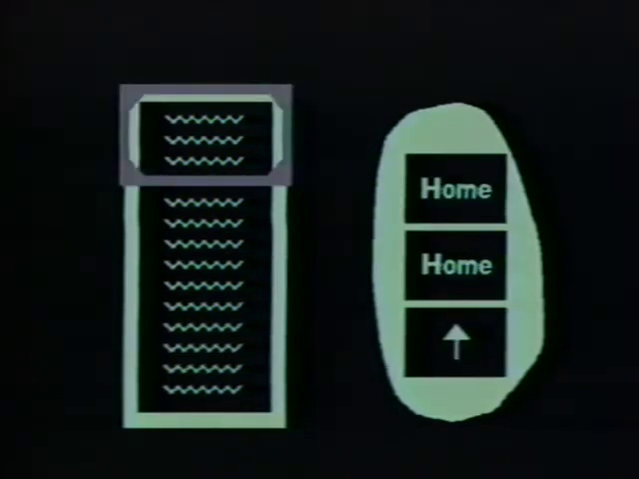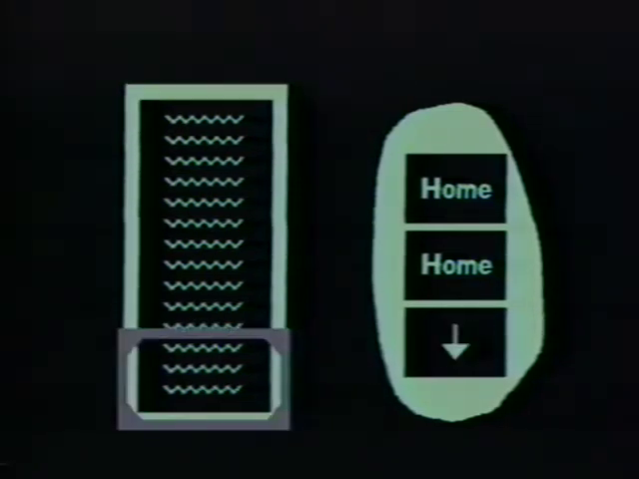Press Home twice, followed by the up arrow, to scroll all the way to the start of the document. Correspondingly, pressing Home twice, then the down arrow key, scrolls to the end of the document. Use cursor control to add text anywhere in the document. Just move the cursor to where you want the text and begin typing.